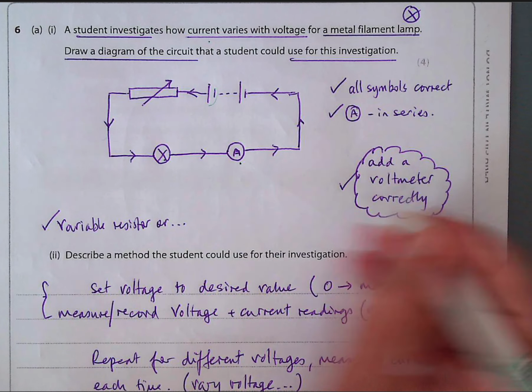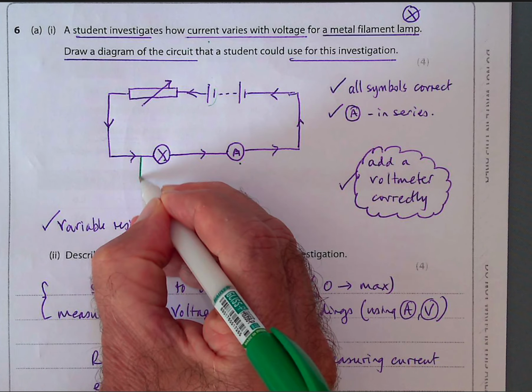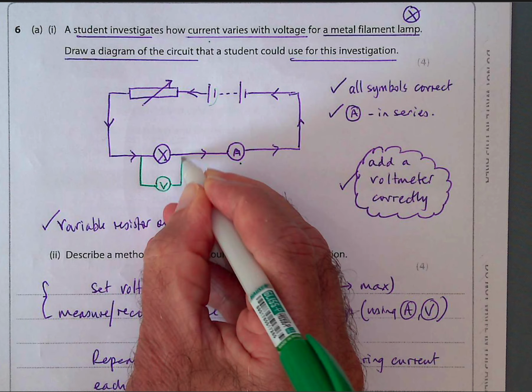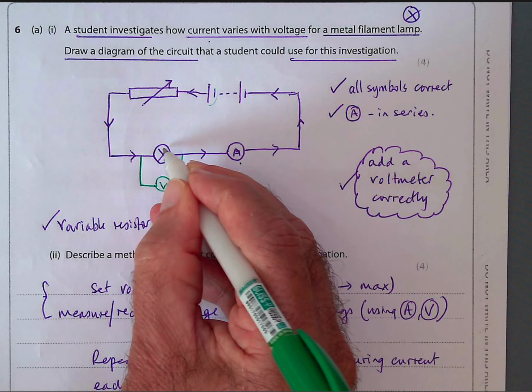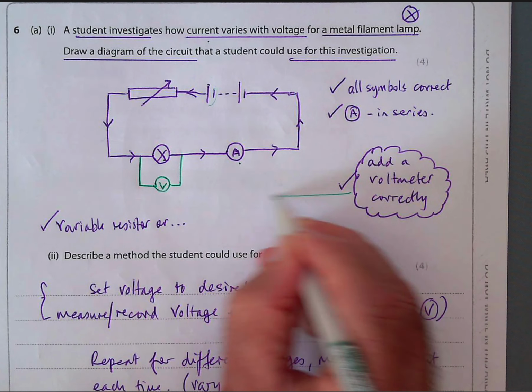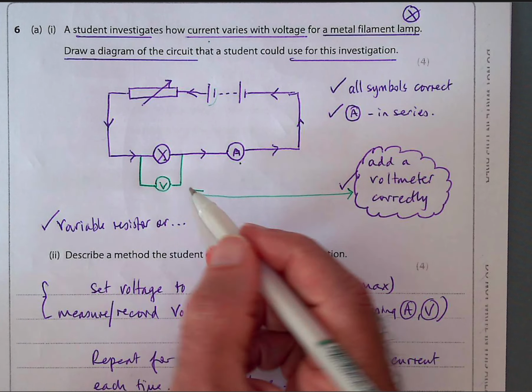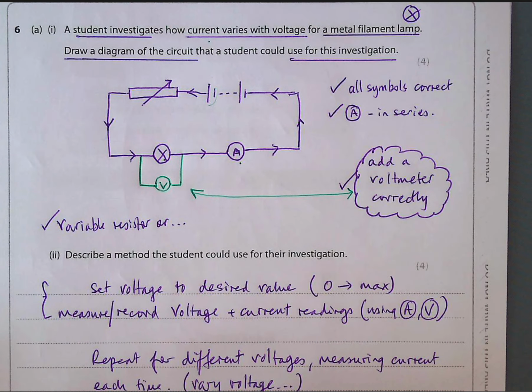So you then need to add the voltmeter across the component that you're investigating. And in this case, it's the filament lamp, which is the X. So the voltmeter correctly should be drawn over the circuit, and that's why I wanted to draw it while I was talking to you.